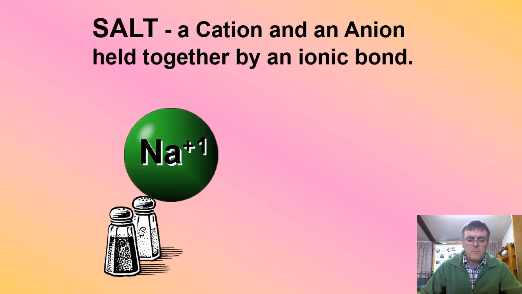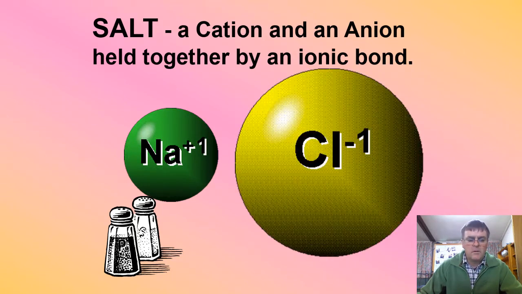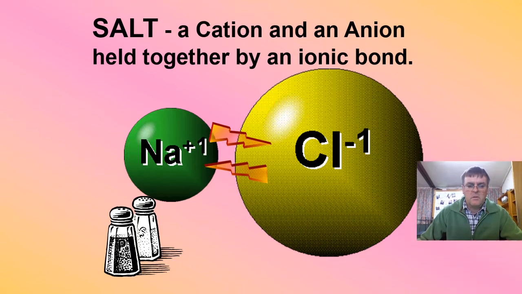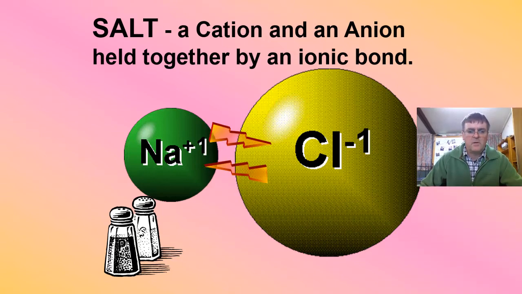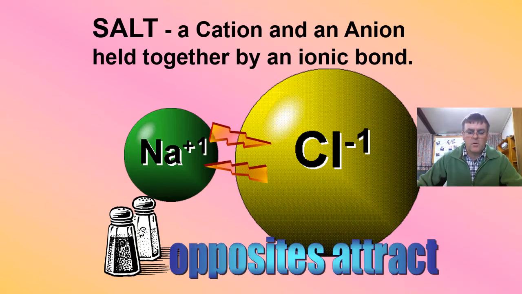So sodium has lost an electron, therefore it's got 1 extra proton, has a positive charge. Chlorine has gained an electron. I wonder if it came from the sodium, and therefore has a negative charge. Positives and negatives attract, of course, so we get an attraction between these two, and that is our ionic bond. So opposites attract.